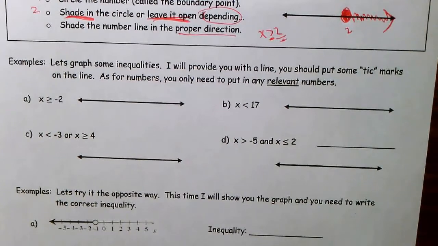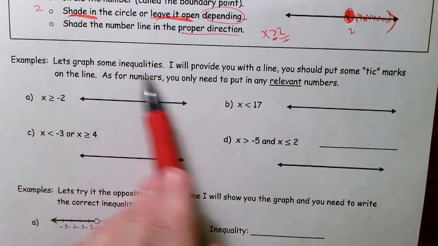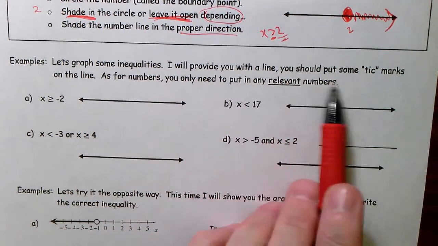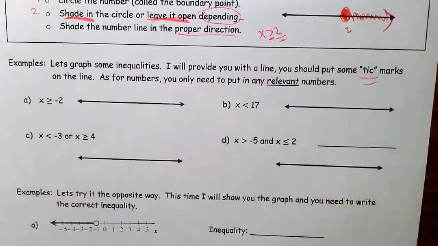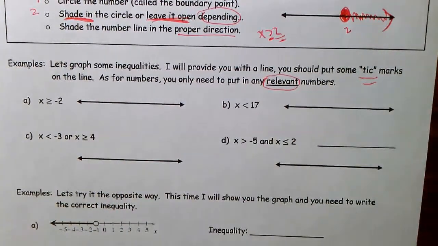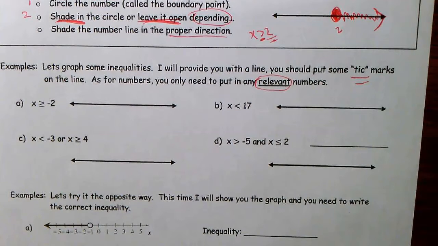I have a couple here that maybe are new to you. We'll see. We start out with, let's read the directions real quick. Graph some inequalities. I will provide you with a line, which I will try to always do. You should put some tick marks on it. And as far as numbers go, I wrote here that you only need to put in relevant numbers. That means I really only need what we call the boundary point, or the solution number. I don't need every tick mark to be numbered.